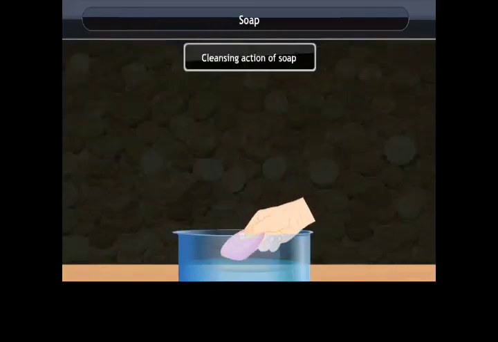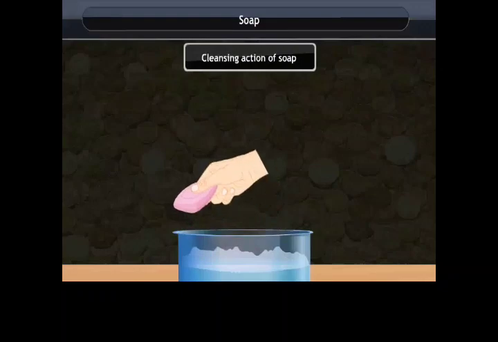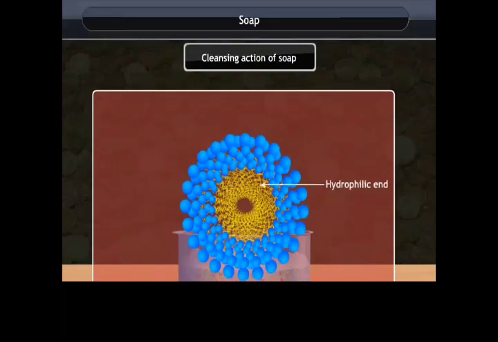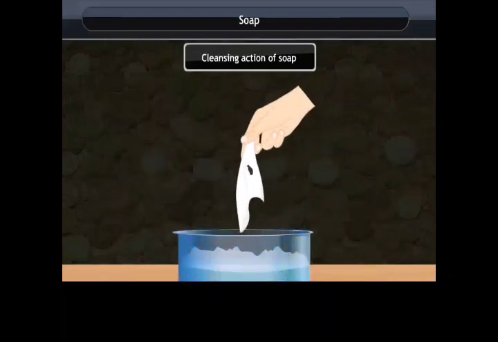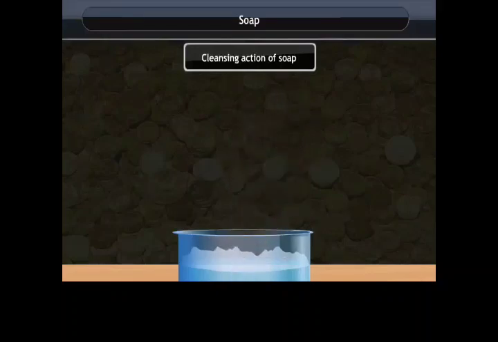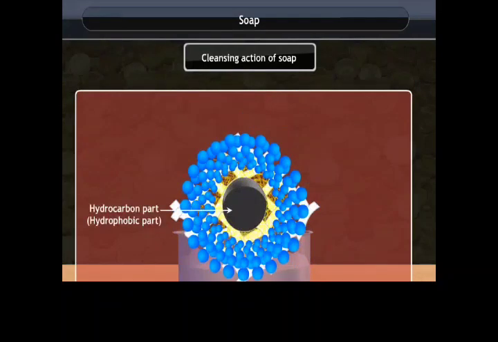Cleansing action of soap. When soap is dissolved in water, it releases large soap molecules. The hydrophobic end is soluble in dirt or oil, while the hydrophilic end is soluble in water. When a dirty cloth is added to soap, the soap molecules are arranged such that the hydrocarbon part is towards the center and the ionic part is towards the outside. The hydrocarbon part dissolves in the dirt, oil and grease and forms a cluster structure. This formation is called a micelle.